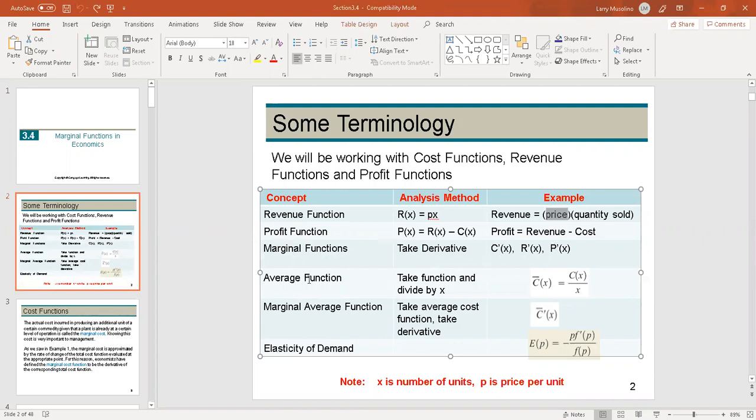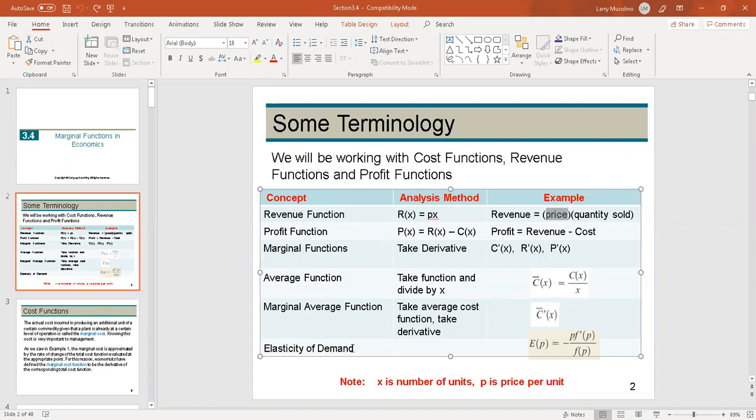There's also an average function where you take the function and divide by X. Well, that kind of makes sense. When you're taking the average of a set of numbers, you divide by how many numbers you started with. So here, let's say we wanted to know the average cost function. We'll label that as C bar. Just take the cost function, divide by X. We can also calculate what's called the marginal average function. And again, that just means the derivative of the average cost function.